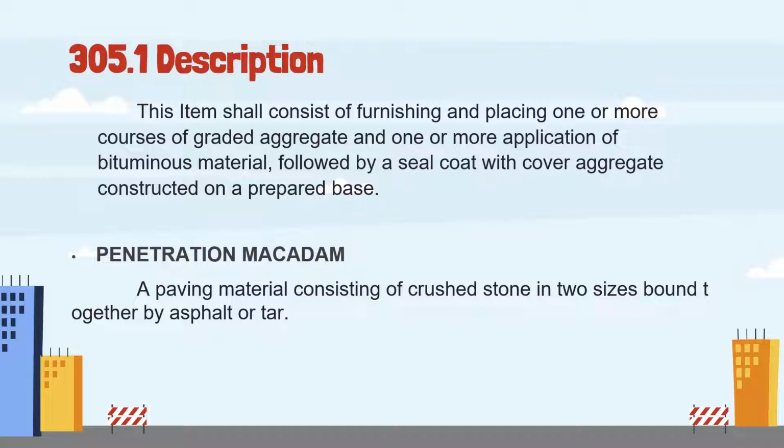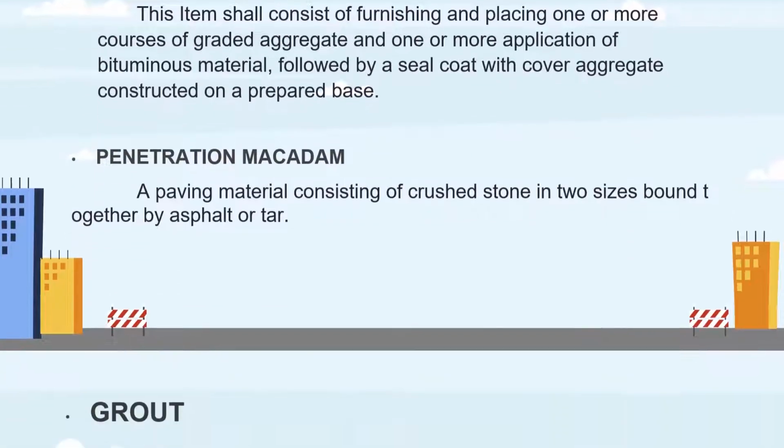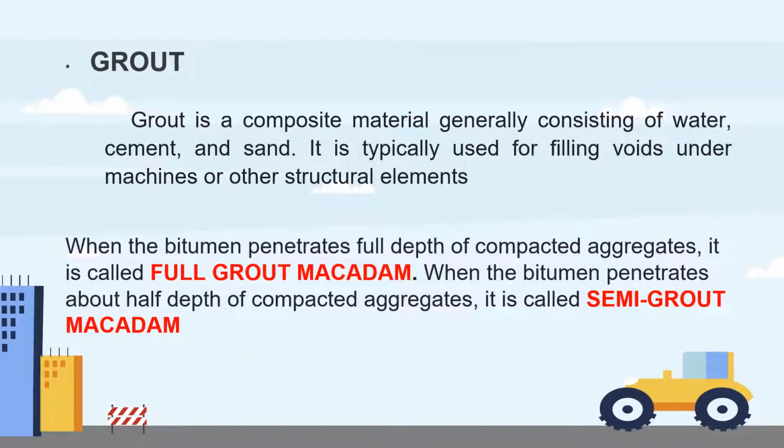The penetration macadam is a wavy material consisting of crushed stone in two sizes bound together by asphalt or tar. In this type of bituminous road, the aggregates are bound together by grouting bitumen into the voids of the compacted aggregate. So, what is grouting? Grout is a composite material generally consisting of water, cement, and sand. It is typically used for filling voids under machines or other structural elements.